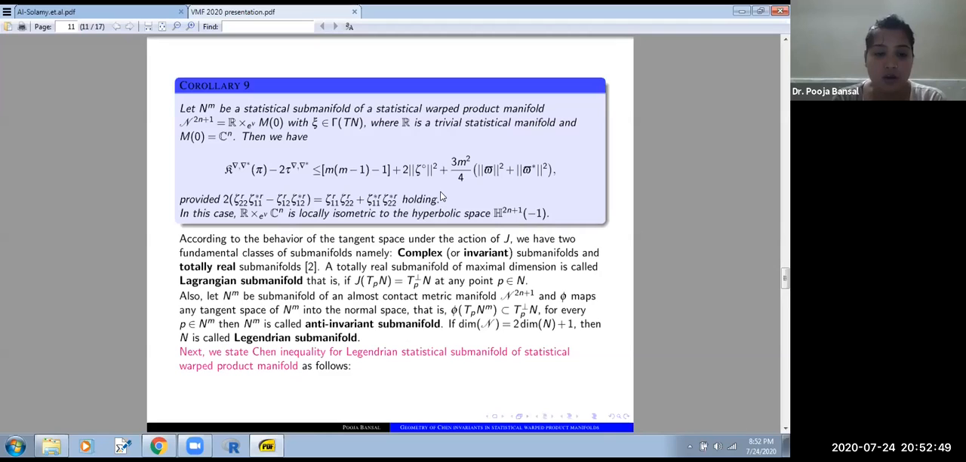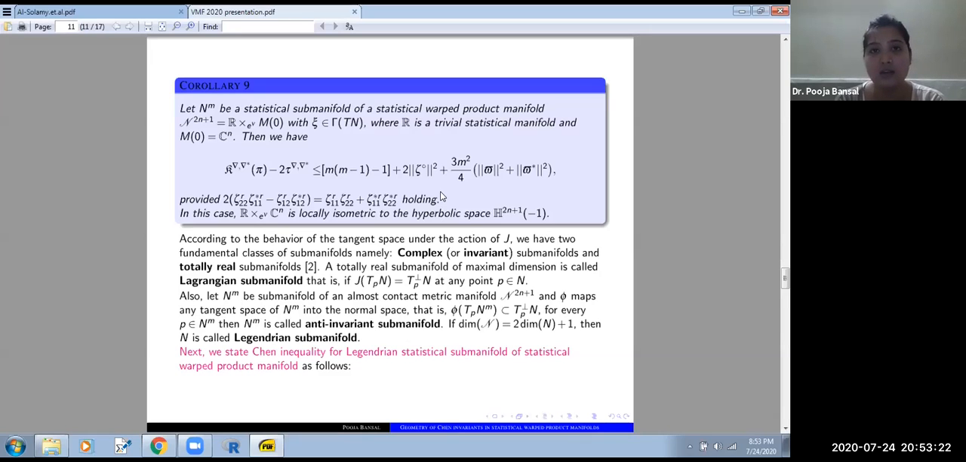Now, before coming to the next result, which is the chain inequality for Legendrian statistical submanifold of statistical warped product manifold, first of all, I will define what is a Legendrian statistical submanifold. So, according to the behavior of the tangent space under the action of the complex structure J, we have two special types of submanifolds known as complex or invariant submanifolds, and the second one is totally real or anti-invariant submanifolds. So in the even dimensional case, a totally real submanifold of maximal dimension is called a Lagrangian submanifold.